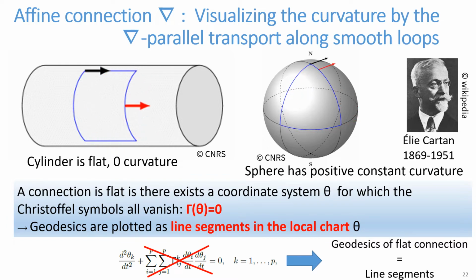An affine connection is set flat if we can find a coordinate system θ such that all the Christoffel symbols expressed in this coordinate system θ vanish. In that case, the geodesic ordinary differential equation simplifies and its solution is a line segment. Geodesics with respect to a flat connection are line segments in the θ coordinate system, and moreover, the parallel transport with respect to a flat connection is path independent.